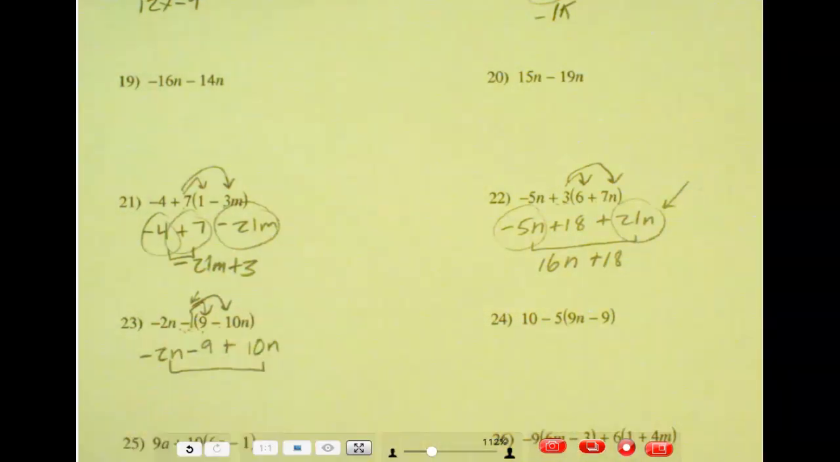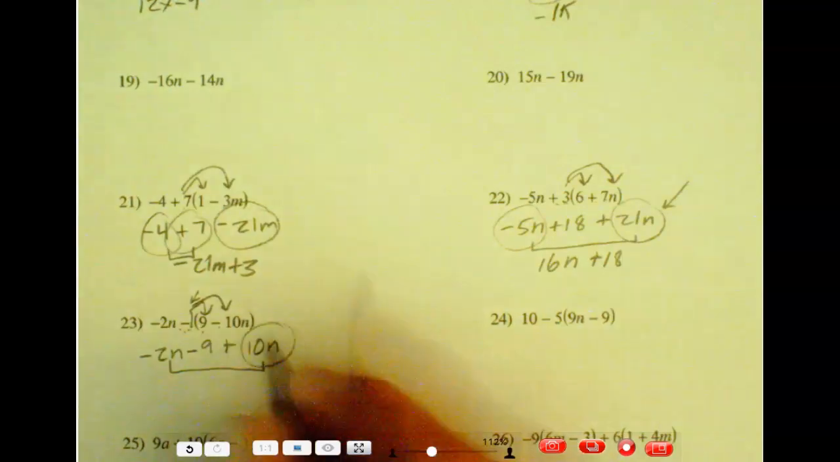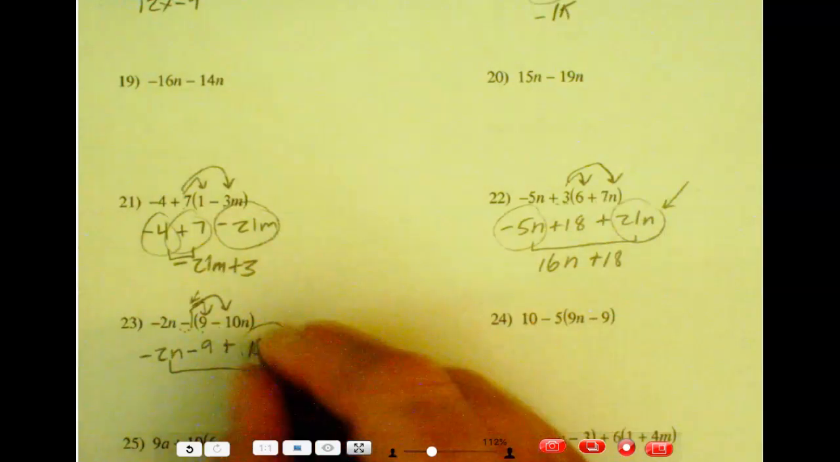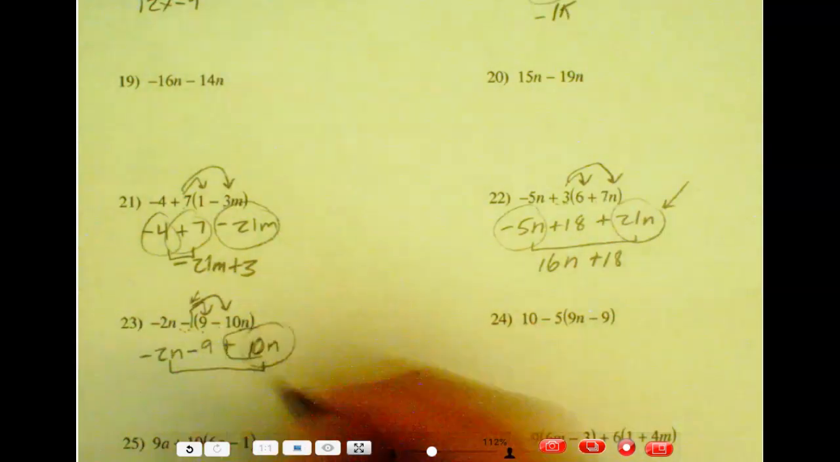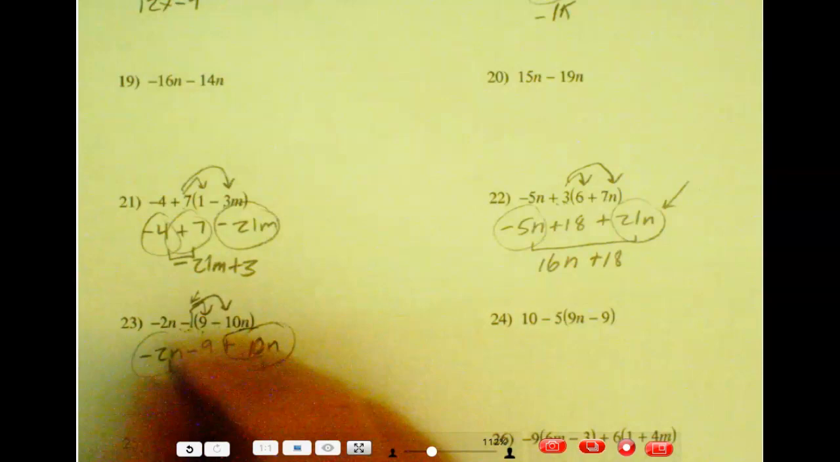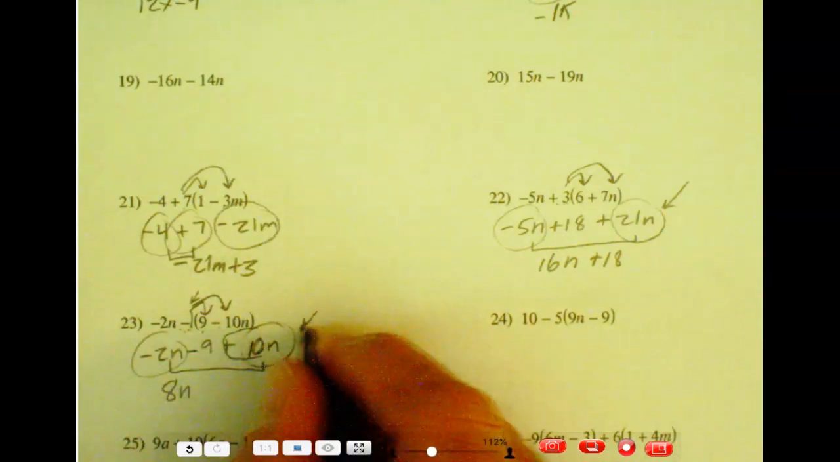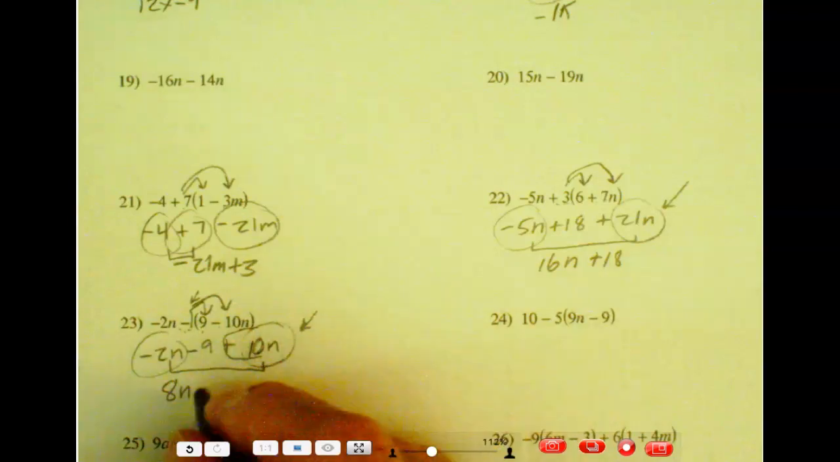So now I can combine some like terms here. I've got minus 2n, and I've got a positive 10n, so let's circle that so we can see what we've got a little bit easier. We've got a positive 10 and a negative 2. So the difference is 8n, and that's positive because this has the greater absolute value. And we're going to subtract 9. There we go.